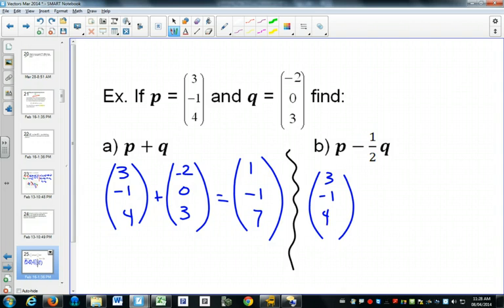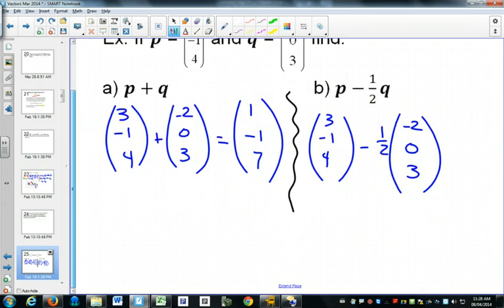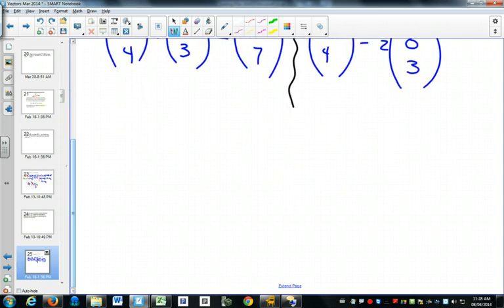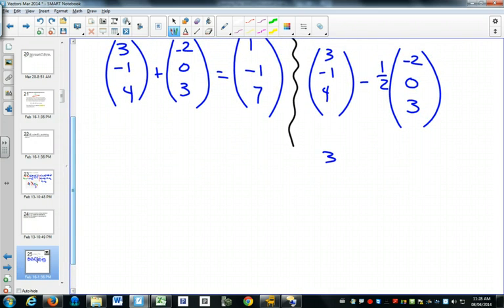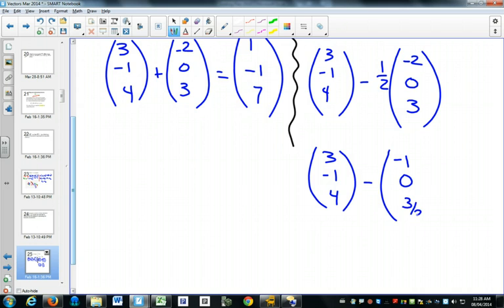And for the second one, 3, -1, 4, minus the half of q. You can't just throw that in. That half can go to each one of those, because when you cut a vector in half, you cut each component in half. So you'd have 3, -1, 4, minus -1, 0, 3 over 2.